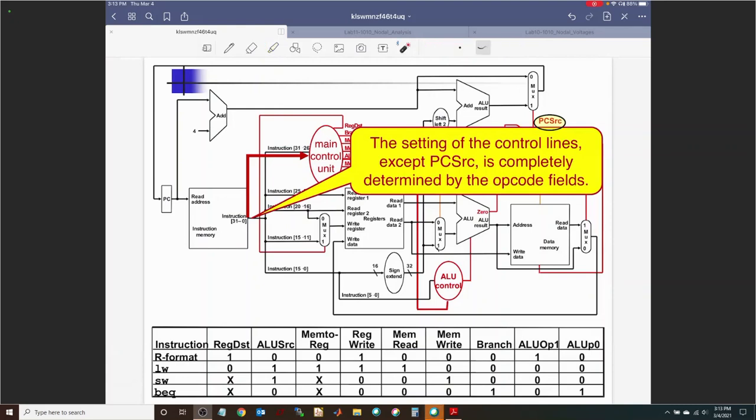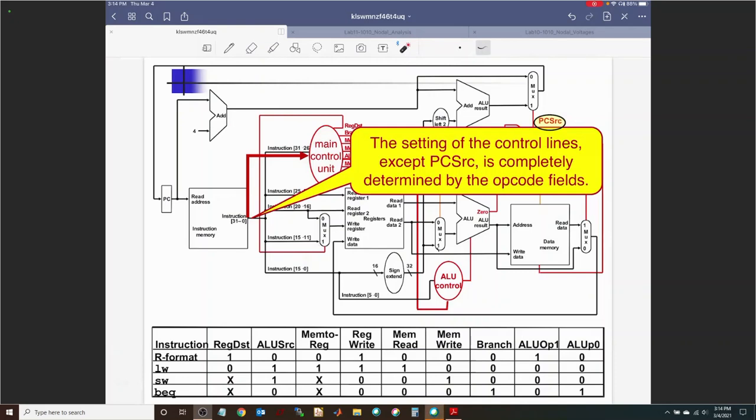Before that, a quick note about PC source. The setting of the control lines, except for the PC source, is completely determined by the opcode field. Just for the PC source, we have the main control unit that gives you that PC control. But everything else is coming from the instruction: the ALU op, the memory to register, the register destination, mem read, mem write, all of those control lines. Whether they are asserted or not is determined by the opcode field, the 6 most significant bits from the instruction itself.